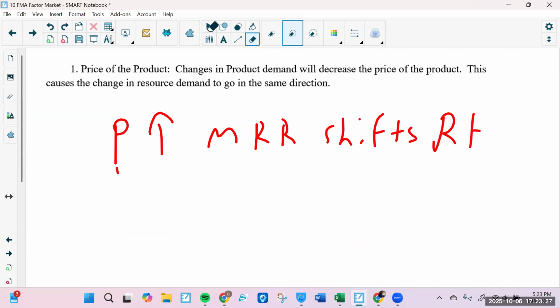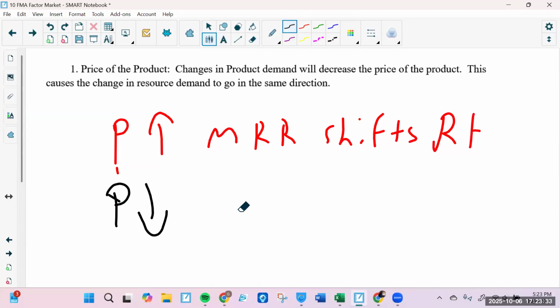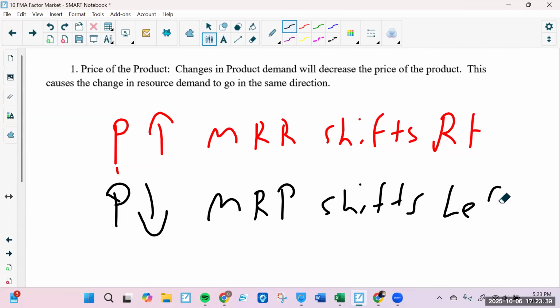When the price of the product goes down, the MRP shifts left. Okay, so price of the product goes up, MRP shifts to the right. Price of the product goes down, MRP shifts to the left. Memorize that. Increase price shifts the MRP to the right.